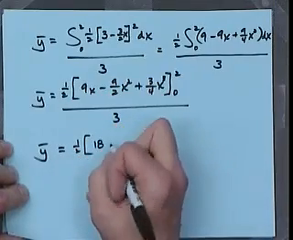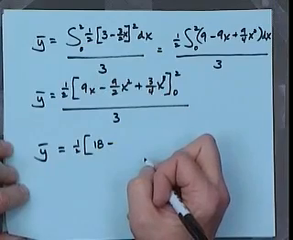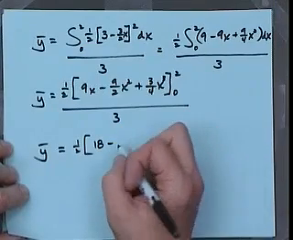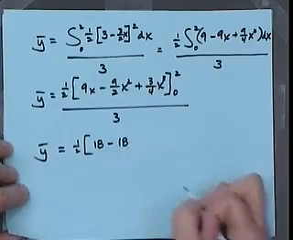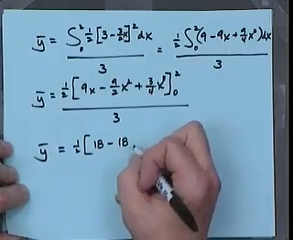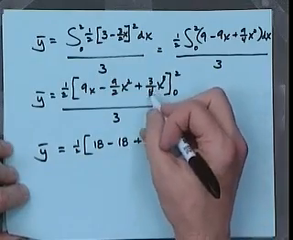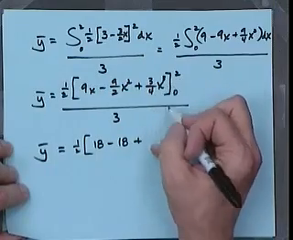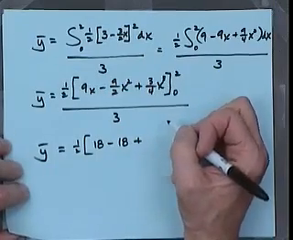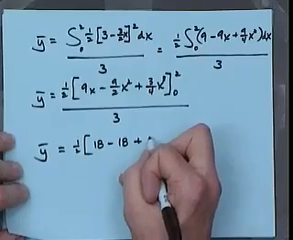Got 18 minus 18. Is that right? Yes. I can do that. Pretty limited, but I can handle that. And what do we have here? 24/4. 6.